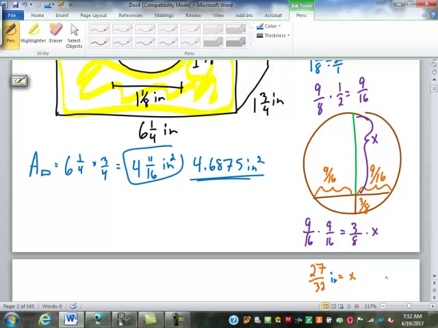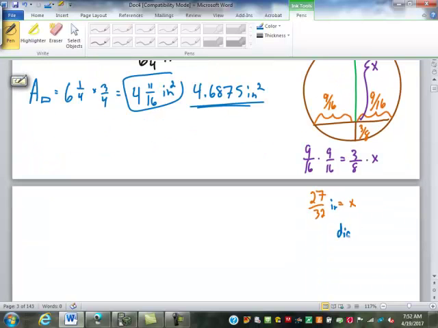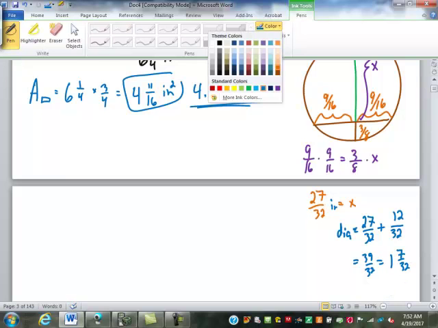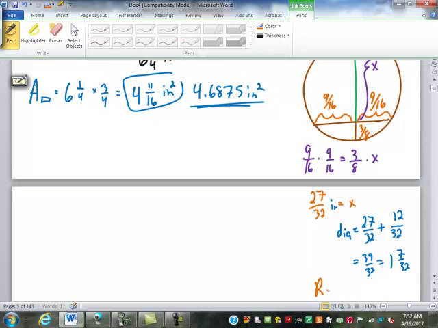What's that mean for our diameter? Yeah. 27/32 plus 3/8. But I'm going to write 3/8 as 32nds. So how many 32nds is 3/8? 12. Very good. 8 times 4, so 3 times 4. So that is going to be 39/32, or 1 7/32. Which means the radius is then 39/64 of an inch.